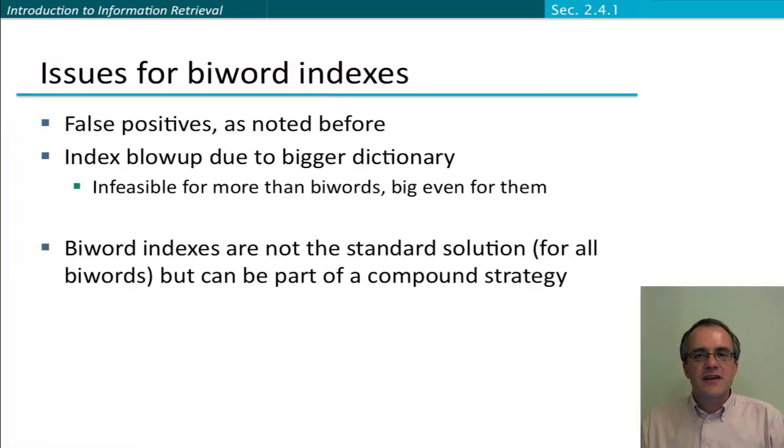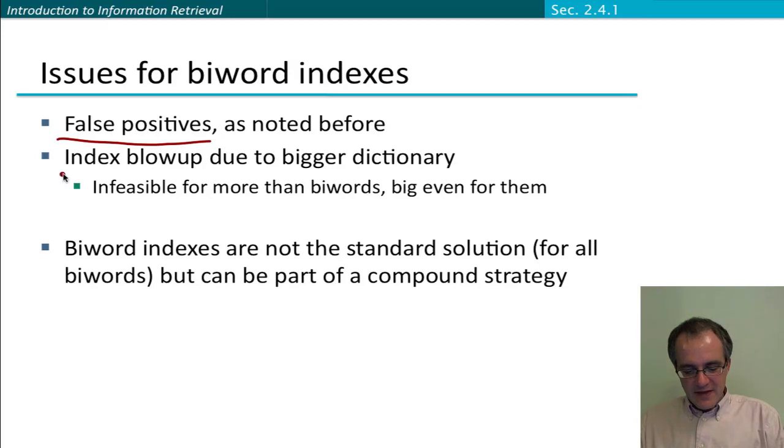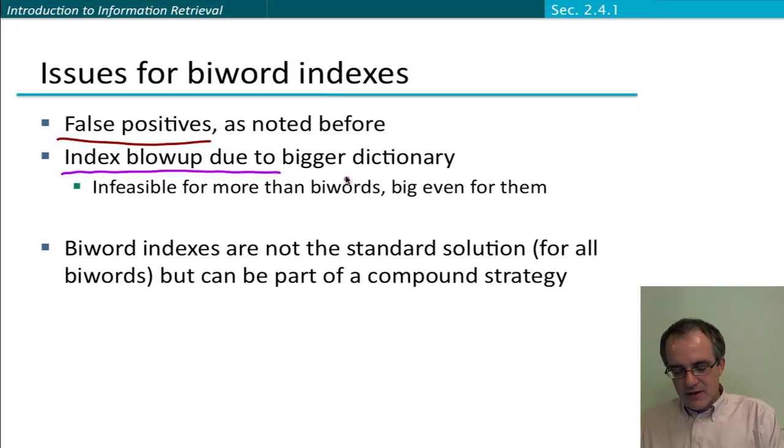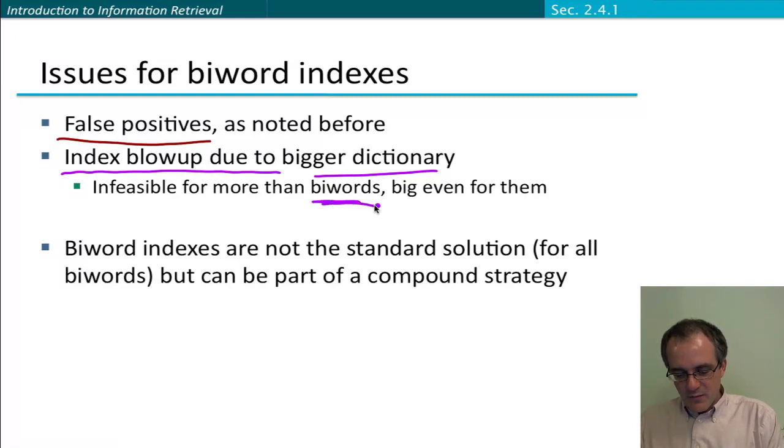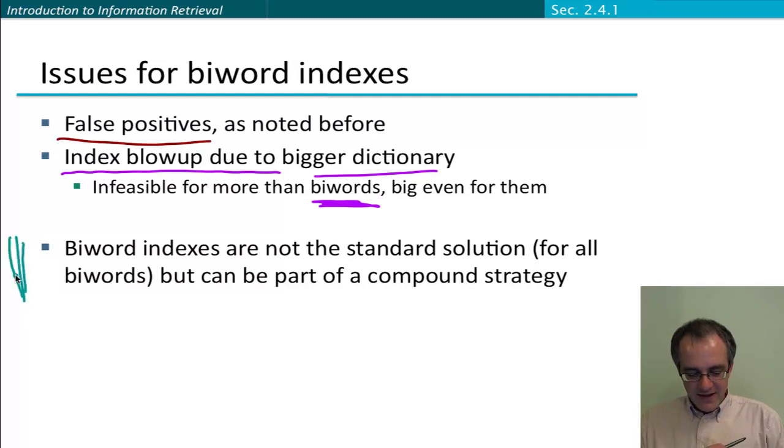So what are the issues with using a byword index? Well, as we noted before, there can be false positives in what's returned, but maybe that's not such a big problem. The big problem is that there's this enormous blow up of the index because our dictionary has gotten much more massive. So that means that it's not practical to have tri-word and quad-word indices to actually exactly match longer queries. But even for bywords, we're potentially going to have the space of words squared possible dictionary entries. So because of that, byword indices are not the standard solution for handling phrase searching.